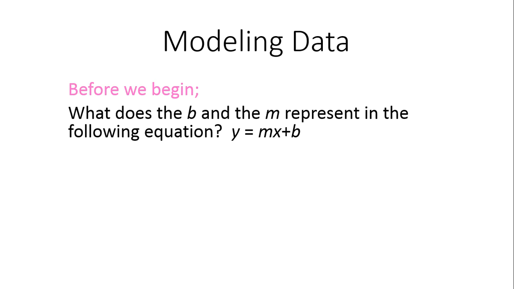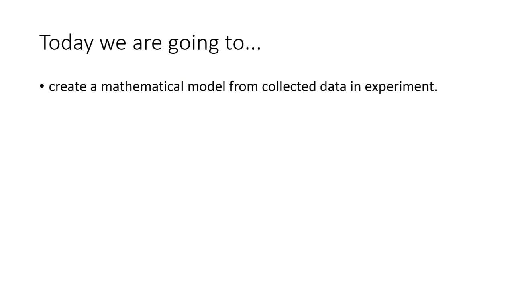Well, the M stands for the slope in a slope-intercept equation. It's the rise over the run, which most students are familiar with. And B is called the y-intercept. It's where the line intercepts the y-axis.